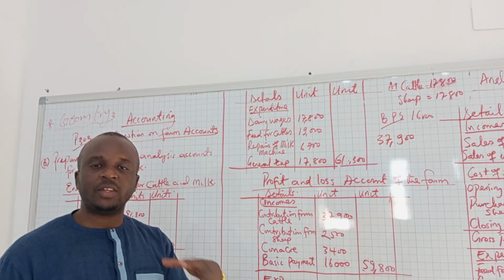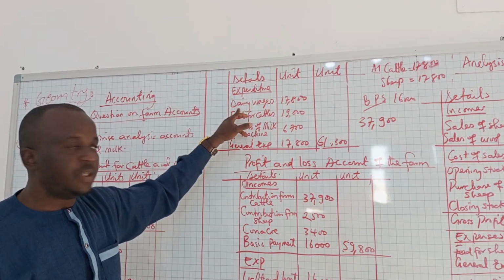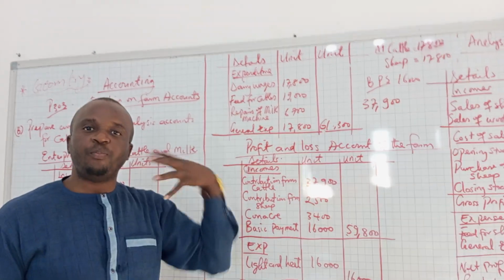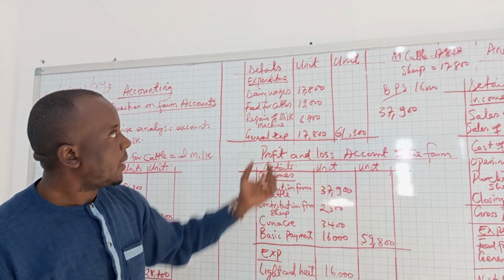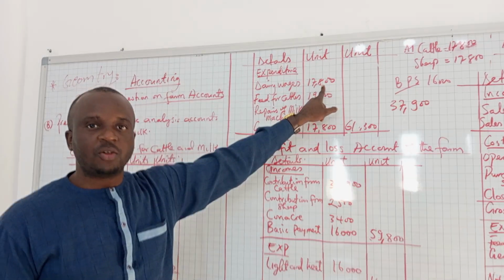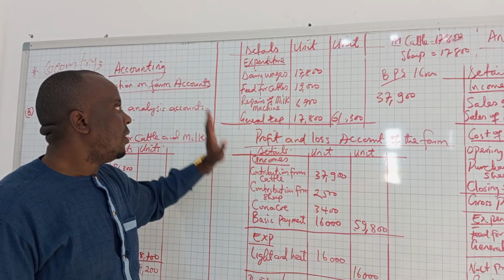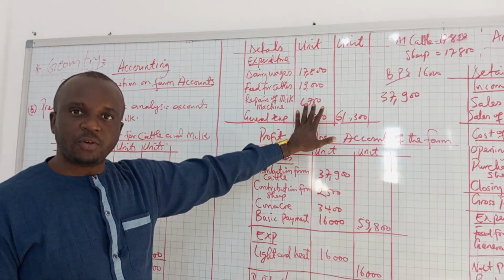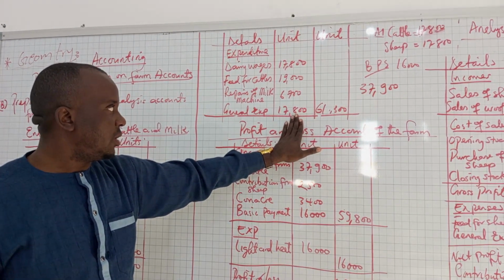Now we need to look for the expenditures, because the expenditures are the amounts used to run the cattle and milk farm or enterprise on a daily basis. On expenditures, we look for daily wages. Daily wages are the money paid to workers who took part in the milking processing. The payment is 17,800. Then the feeds for the cattle is 19,000. Repairs of milk machine is 6,700. When you put this together, it gives you 17,600.